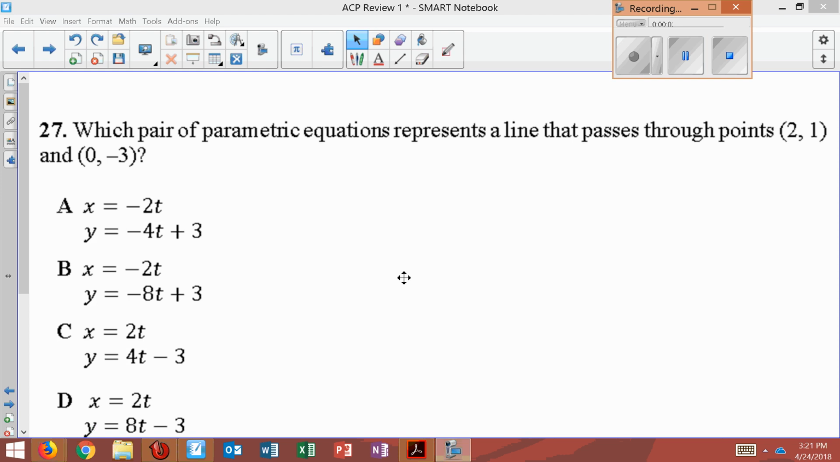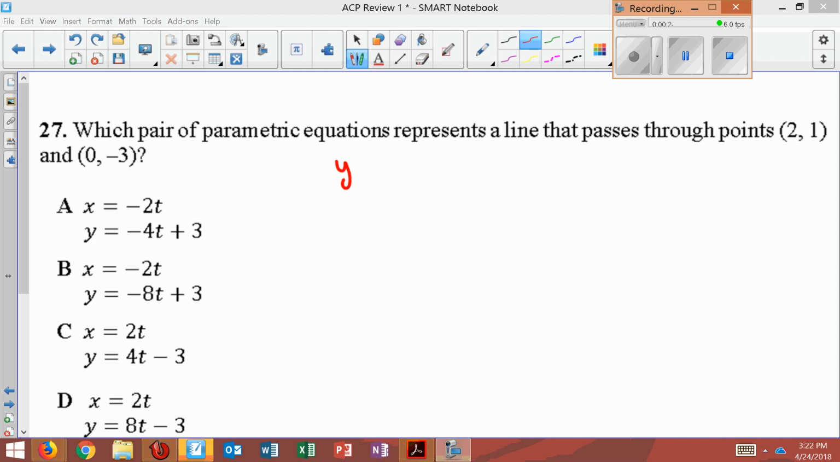Number 27. Which pair of parametric equations represents a line that passes through the points (2, 1) and (0, -3)? Okay, so how we can figure this out is first we could graph all these and just see whether they hit these points. Or the other thing I could do is figure out which line would connect those two. So I'll do the algebraic way.